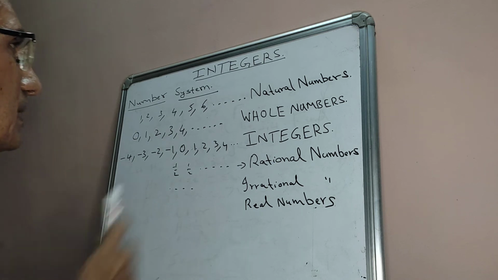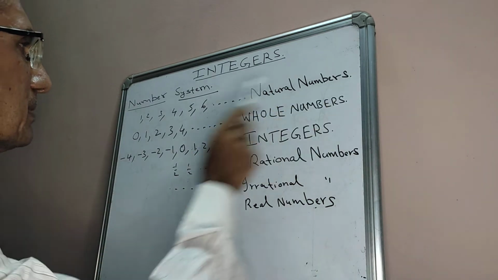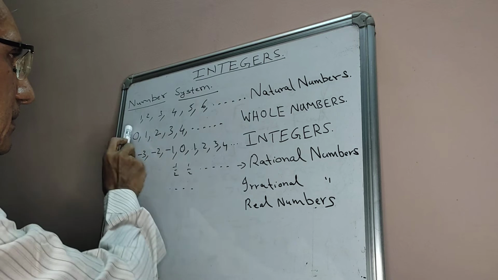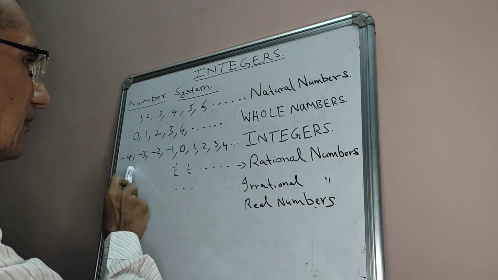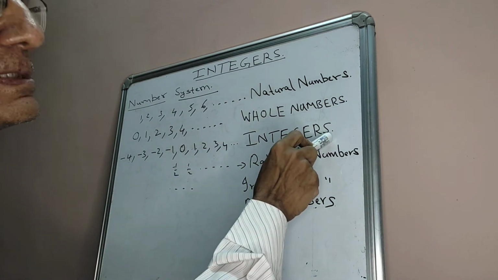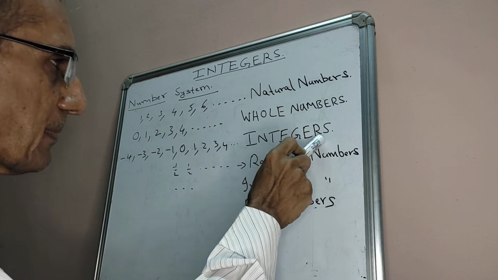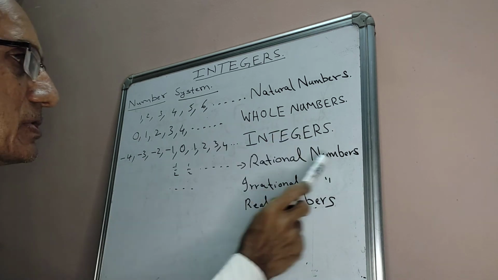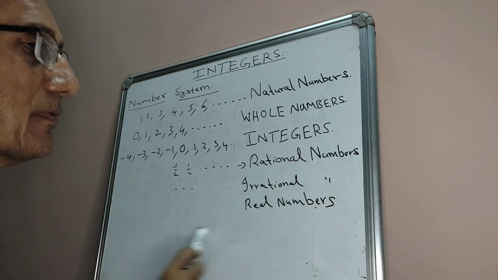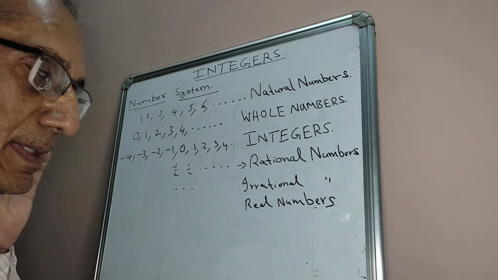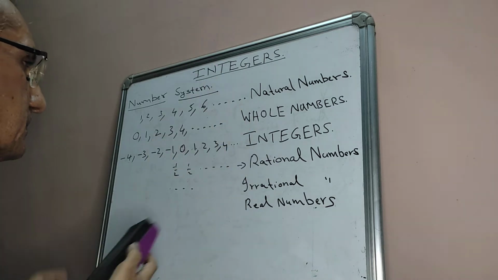So in the number system we have so many kinds of numbers. We have natural numbers, denoted by N, and whole numbers, denoted by W. Now we have integers; some books denote integers with Z, and some write I. It depends. Then we have rational numbers in the form p by q, irrational numbers, and real numbers. Now let's go back to integers.